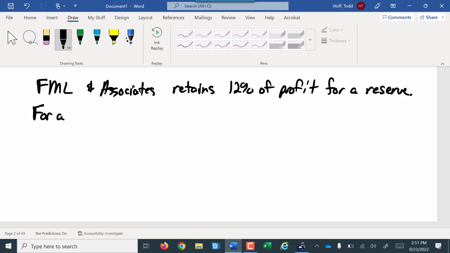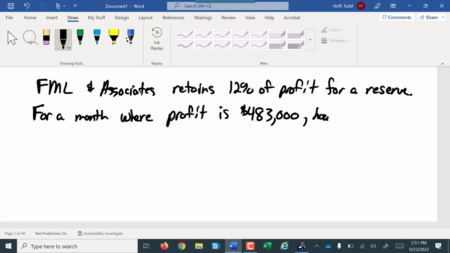So for a month where profit is $483,000, how much should be put in reserve?